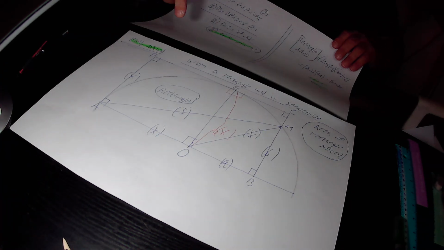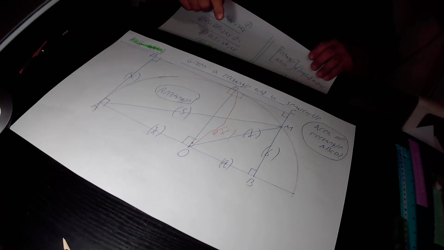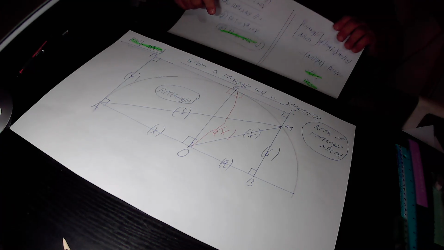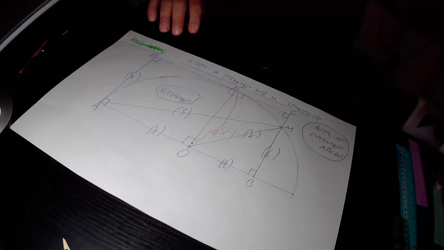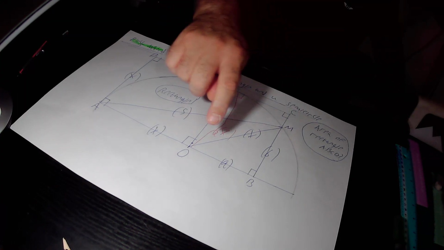So in total, we find that the area of this rectangle ABCD is equal to 12.5 square units. We finish with the first method. In the next step, I will present how to find the area of this rectangle ABCD according to the second method.